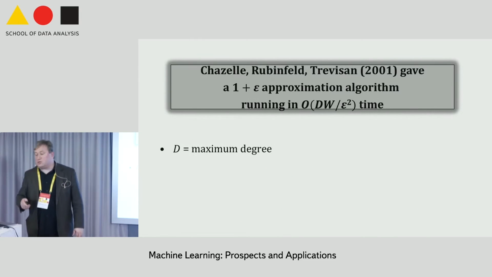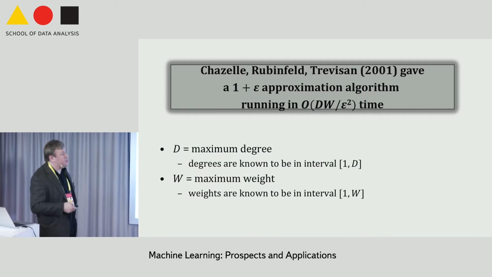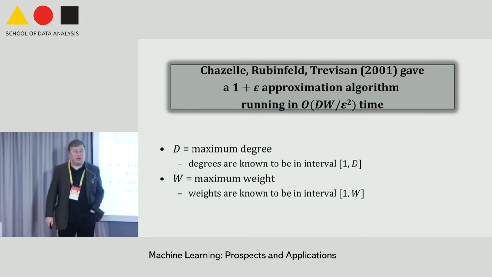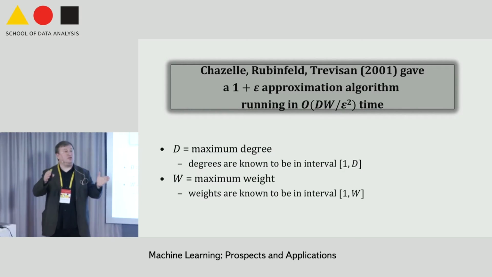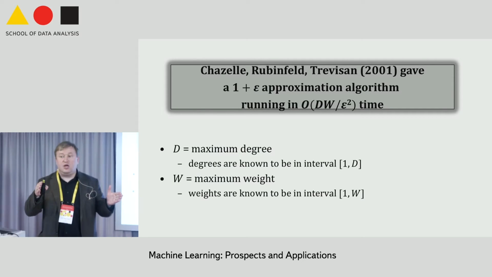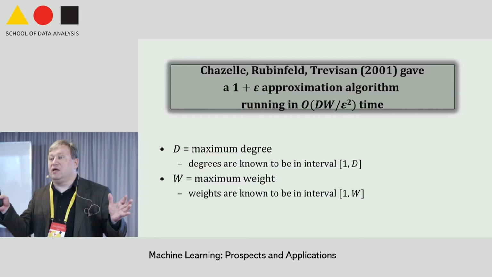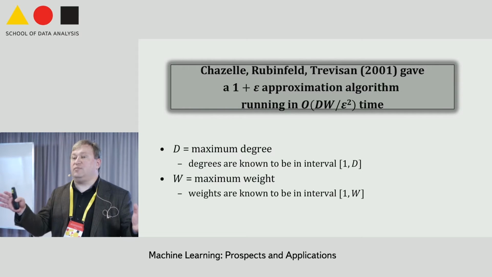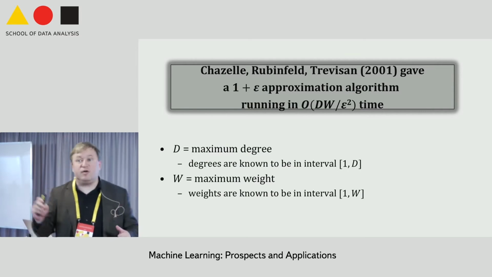So in short, Chazelle, Rubinfeld, and Trevisan show that we can come up with a 1 plus epsilon approximation algorithm running in time d w over epsilon squared, where d is the maximum degree and w is the maximum weight, assuming all the weights are between 1 and w. So for example, if you have a graph of maximum degree 20, and all the weights are between 1 and 100, in constant time you can find a 1 plus epsilon approximation of the weight, which in my opinion is impressive.